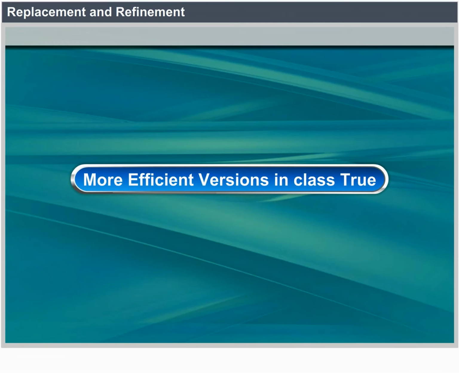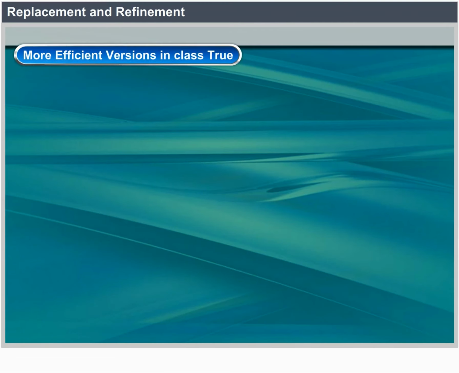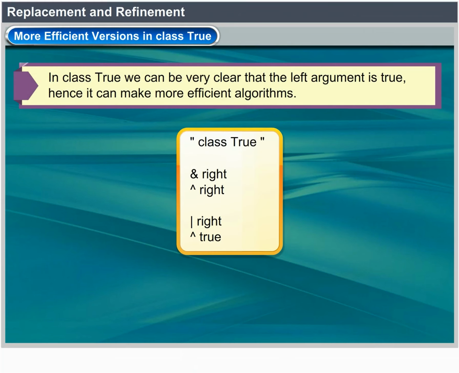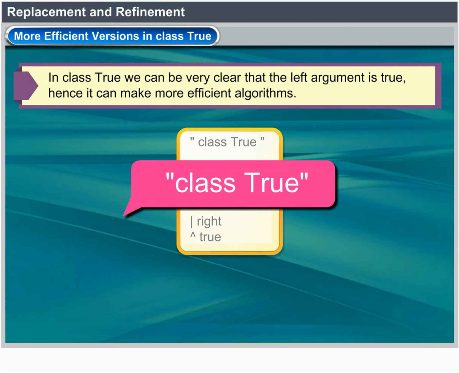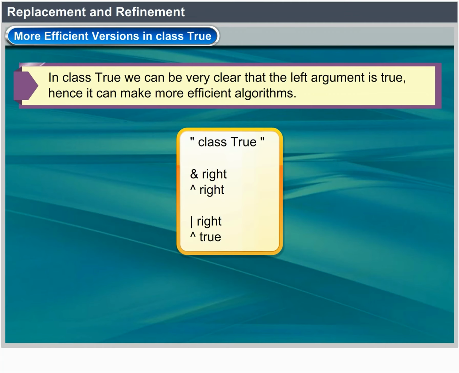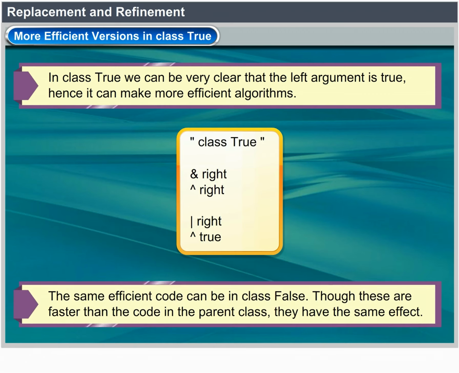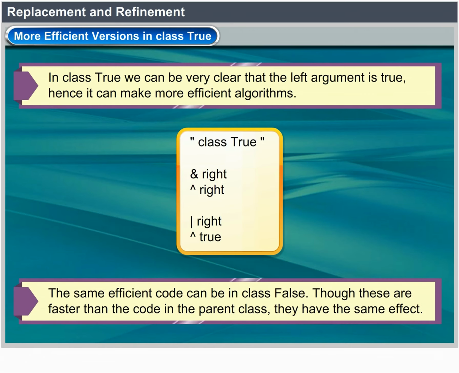More efficient versions in class True. In class True, we can be very clear that the left argument is true, hence it can make more efficient algorithms. Class True, & right, ^ right. The same efficient code can be in class False. Though these are faster than the code in the parent class, they have the same effect.